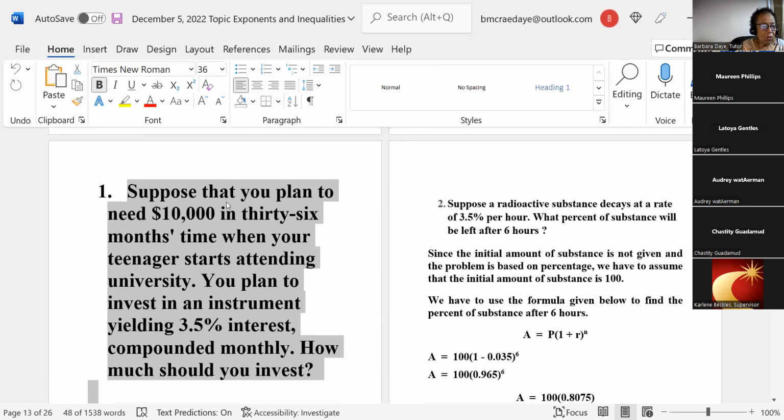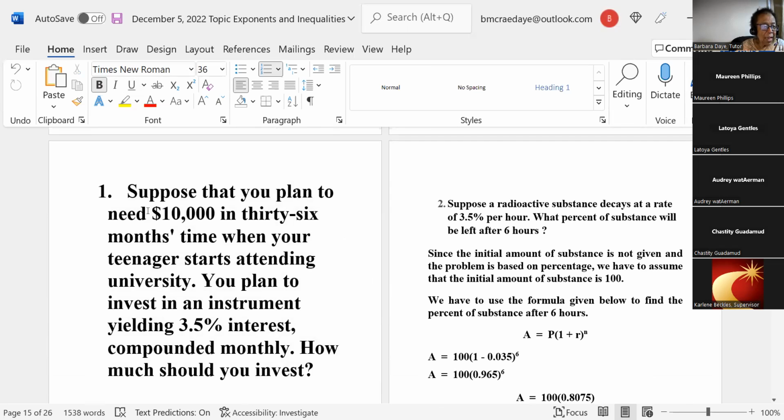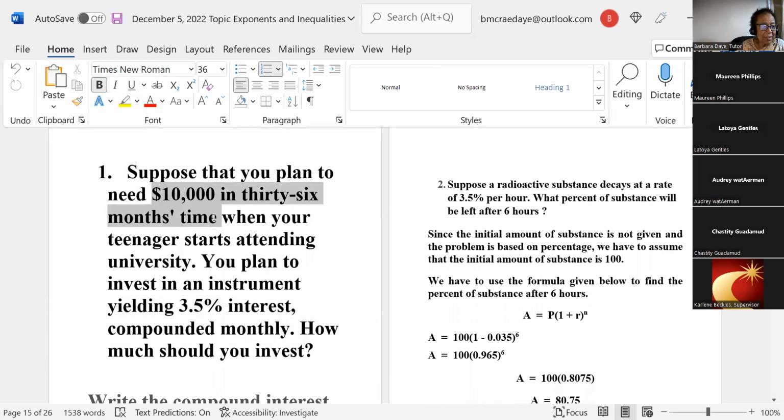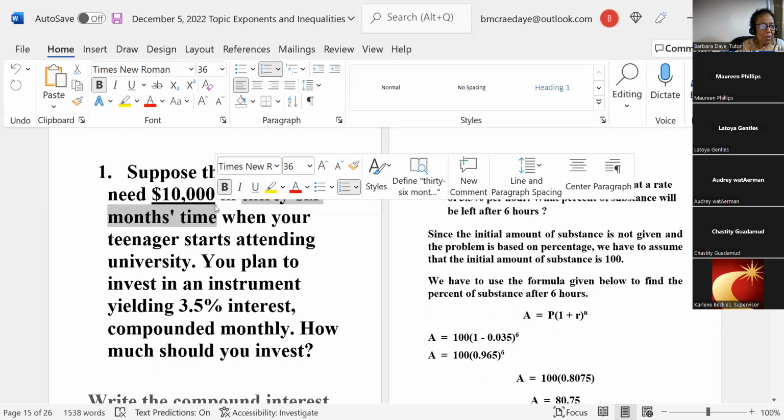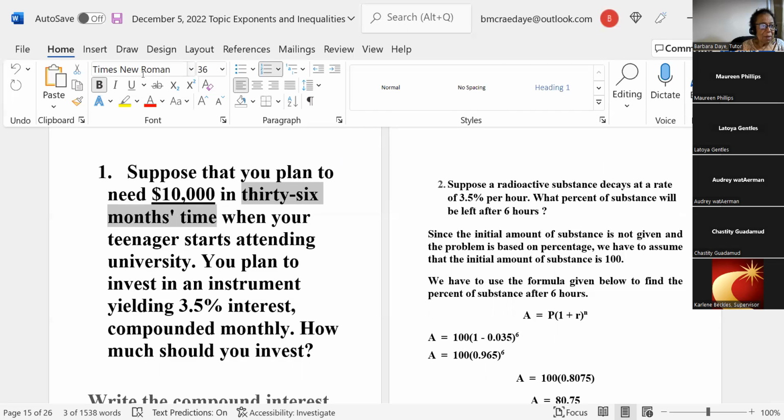This one is a little different. Now you want to get $10,000. So this is not what you started with, this is what you want to end up with, 10,000. So let's underline that 10,000, keeping in mind that's how much you want to have in your account. And your time is 36 months. So let's underline the 36 months, the time.